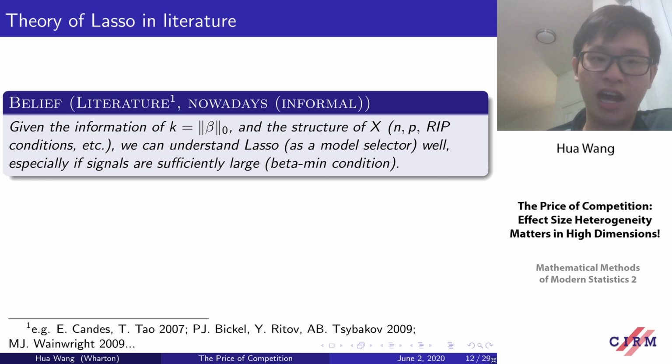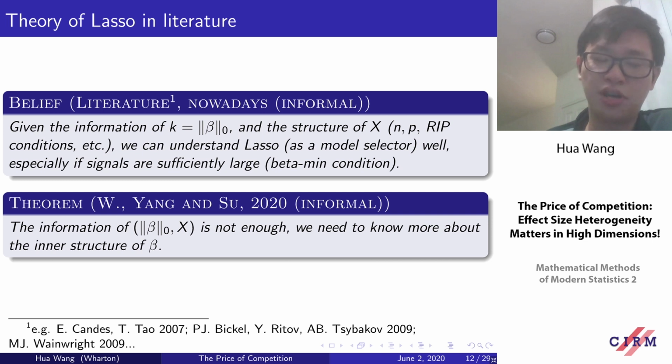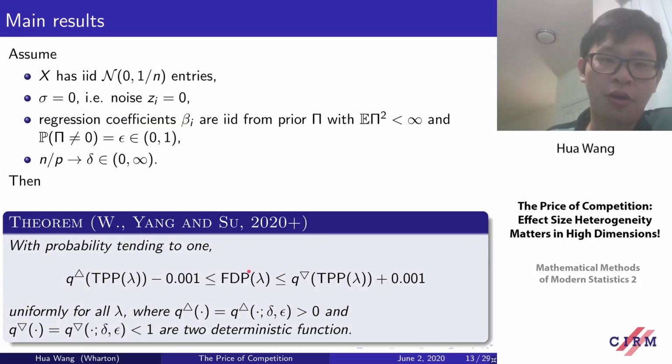Okay, so before I proceed to our theory, let me give you a very informal and crude summary of the previous theory of Lasso in the literature. So this is the impression that is given: with the information of sparsity and also the structure of our design matrix, we can actually understand Lasso as a model selector really well, especially if all the signals are sufficiently large, for example, under the beta-min conditions. That is the general impression. But our proposal is that the information of sparsity and the design matrix are very important, but simply not enough. We need to know more about the inner structure of the beta, i.e., whether the signals are homogeneous or heterogeneous.